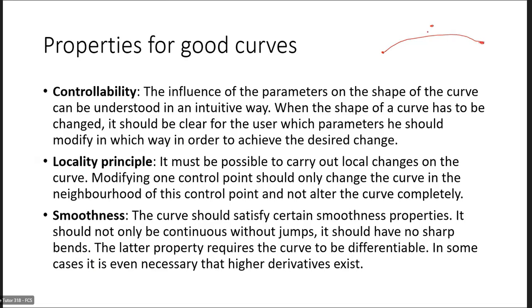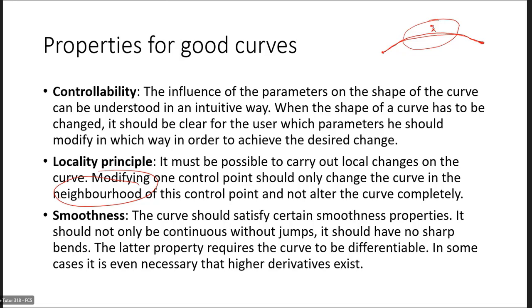Now, if we change this control point, if we move it here, you can see that this will not affect the whole curve, but the curve will be something like this. You can see that modifying this control point will change only this area. So you are talking about the neighborhood of this control point.